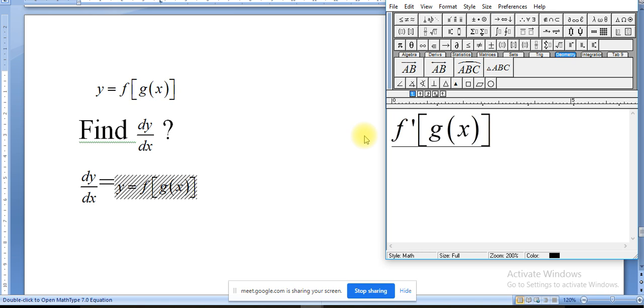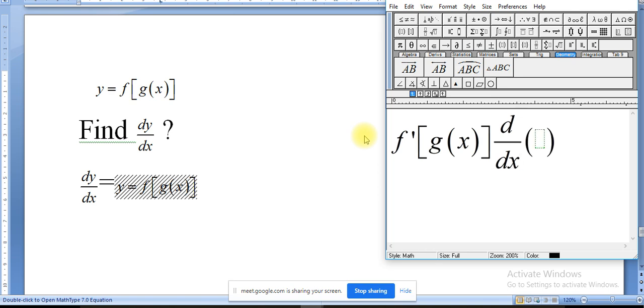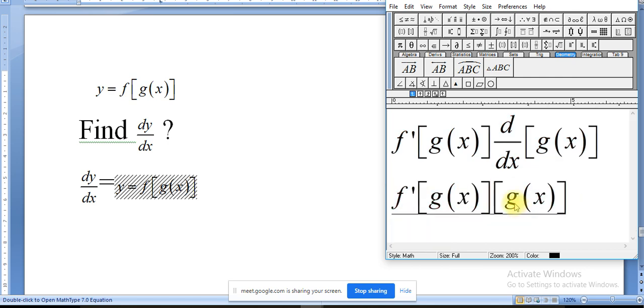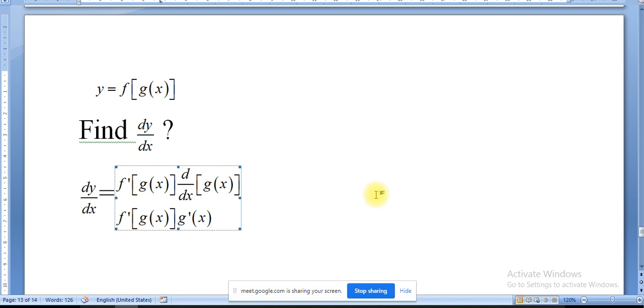Now what will be the next notation for us? It will be d by dx of g of x. Now what is the derivative of g of x? Again I will write a notation for it: d by dx of g of x is simply given as g dash of x. This is how it goes notation wise.